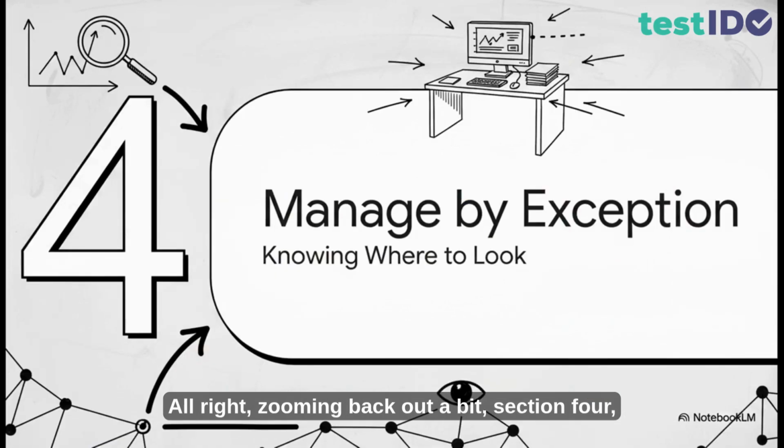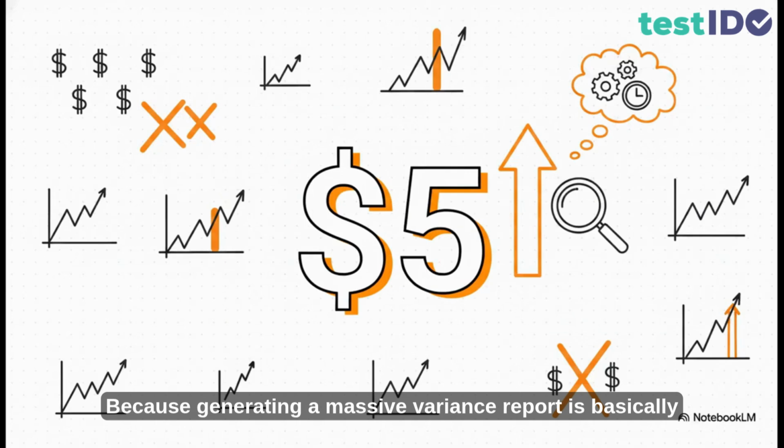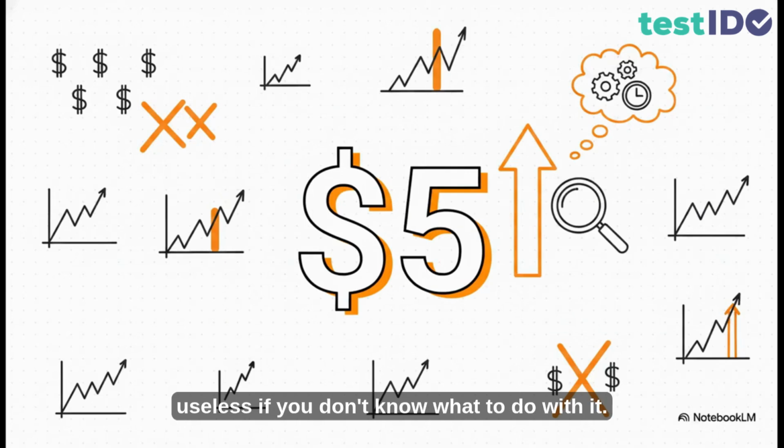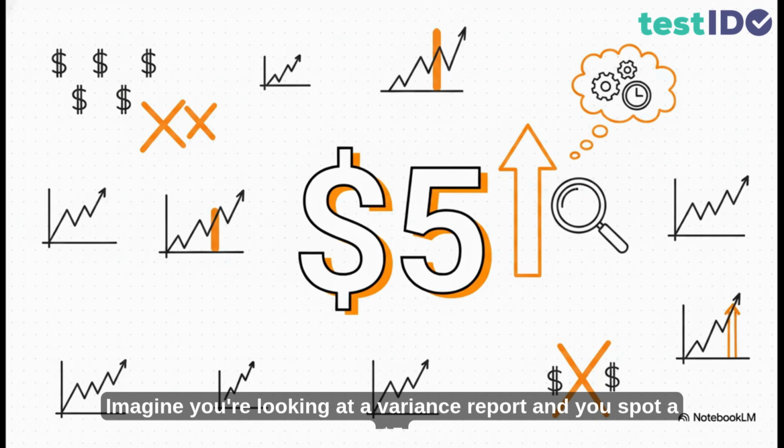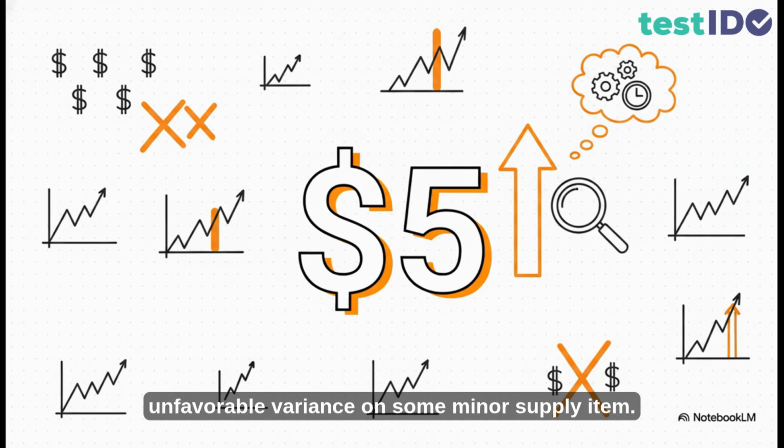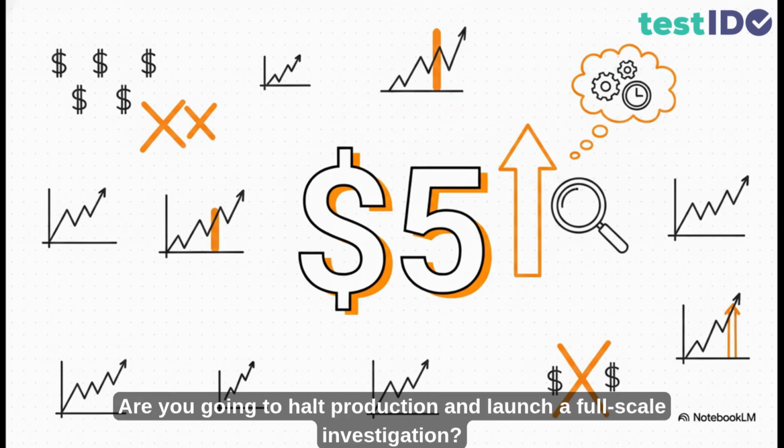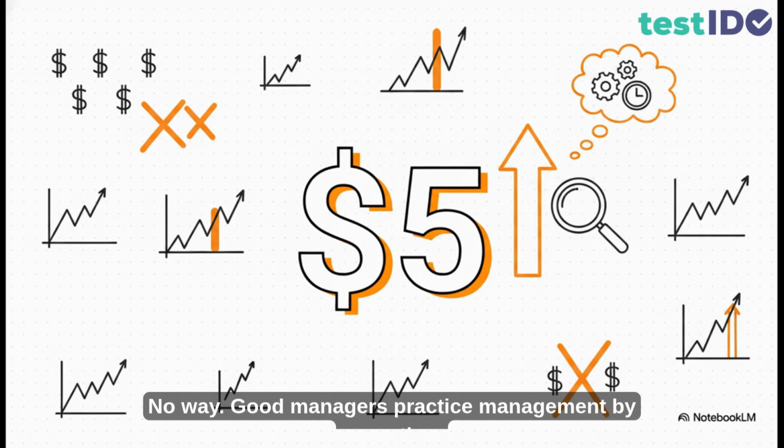All right, zooming back out a bit, section 4, management by exception, knowing where to look. Because generating a massive variance report is basically useless if you don't know what to do with it. Imagine you're looking at a variance report and you spot a $5 unfavorable variance on some minor supply item. Are you going to halt production and launch a full-scale investigation? No way. Good managers practice management by exception.